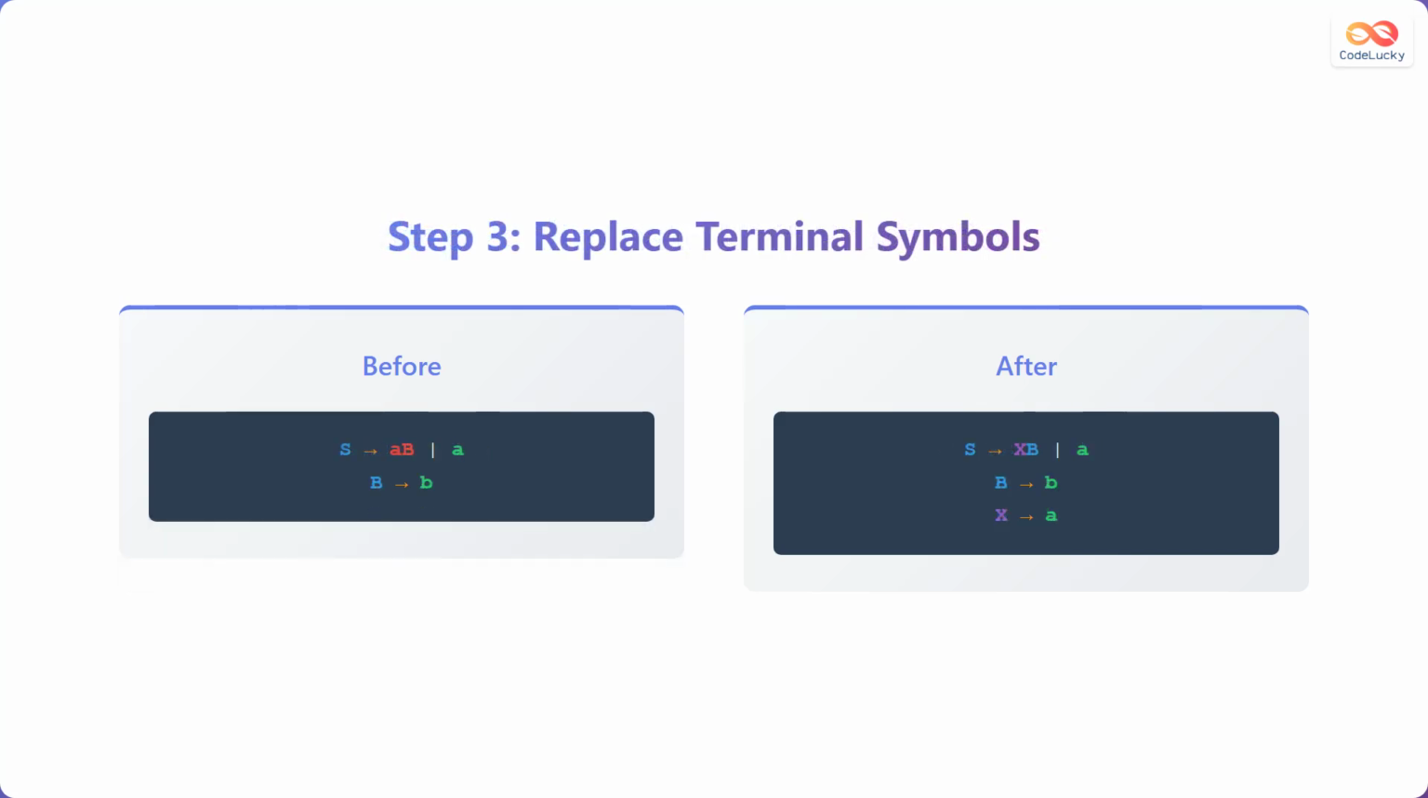Step 3 involves replacing terminal symbols. In this step, we address productions where a variable derives a mix of terminal and variable symbols. For example, S derives aB. To adhere to Chomsky Normal Form, we need to ensure that terminals appear alone on the right-hand side of the production rule. Before, we have the productions S derives aB or a, and B derives b. After replacing terminal symbols, we have S derives XB or a, B derives b, and X derives a.